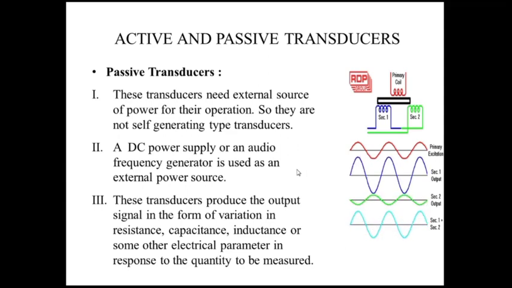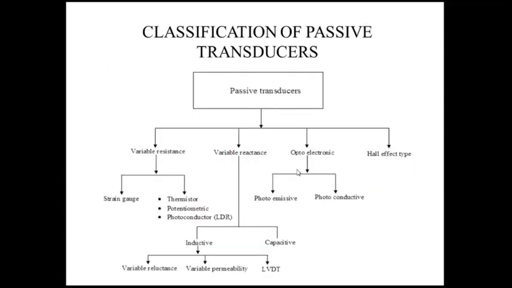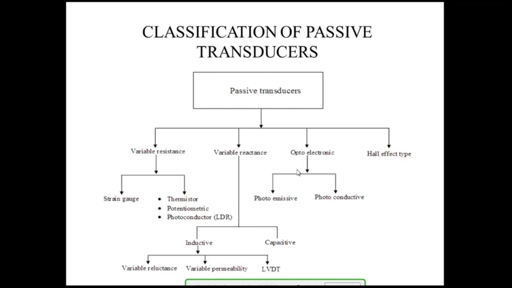Now, passive transducers are again classified into resistance, reactance, optoelectronics and Hall effect types. Variable resistance is divided into strain gauge, thermistor, potentiometer and photoconductor. Then variable reactance: inductive and capacitive. Inductive is divided into variable reactance, variable permittivity and LVDT. Then optoelectronics is classified into photoemissive and photoconductivity.